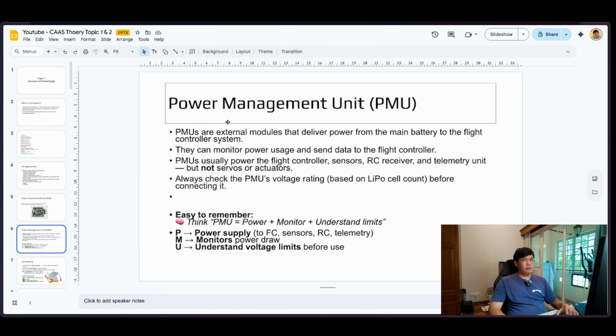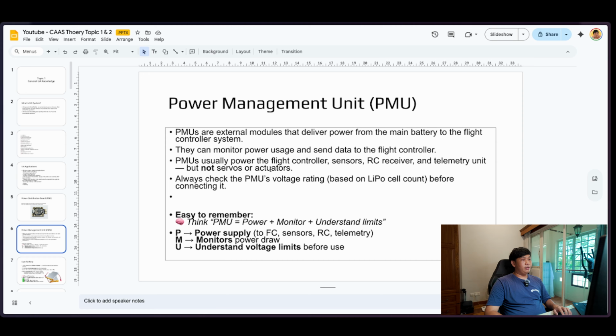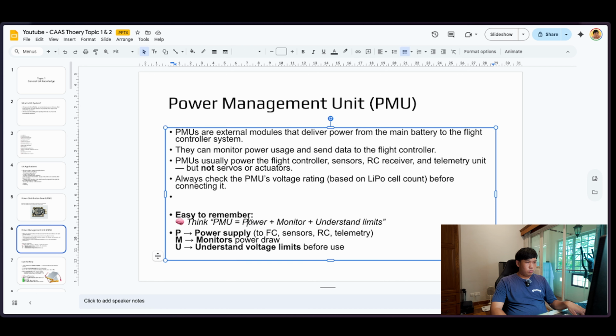Our power management unit, PMU. The PMU is an external module to deliver power to the main flight battery, and it can monitor power usage and send data to the flight controller. PMUs usually power the flight controller, sensors, RC receiver, and telemetry unit. Also check the PMU voltage rating. It's based on LiPo cell count, which I will also tell you later before connecting it. It's very easy to remember. PMU equals power plus monitor plus understand limits. So it's got PMU.